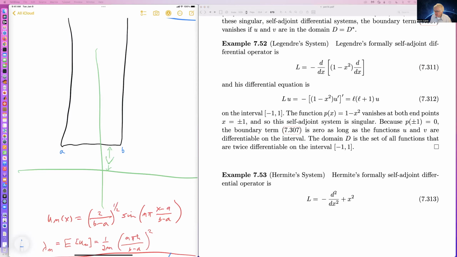In particular, L is minus d by dx of 1 minus x squared d by dx. The differential equation is Lu equals lambda u. And the interval is minus 1 to 1. P is the coefficient here. It's 1 minus x squared. So it vanishes at both endpoints.